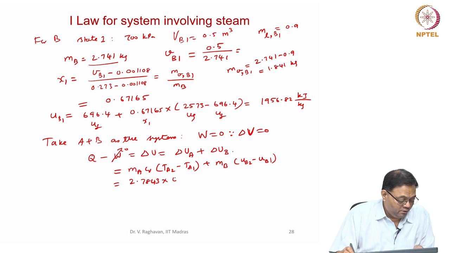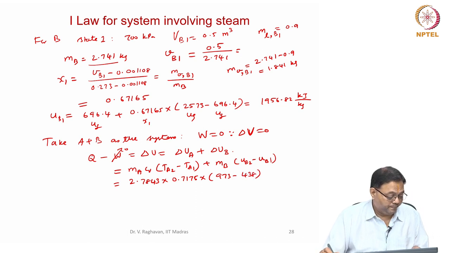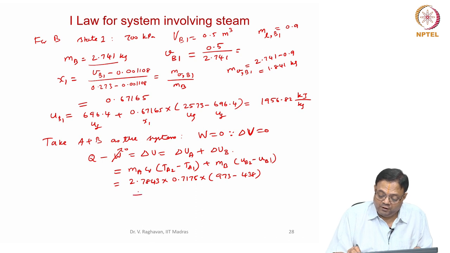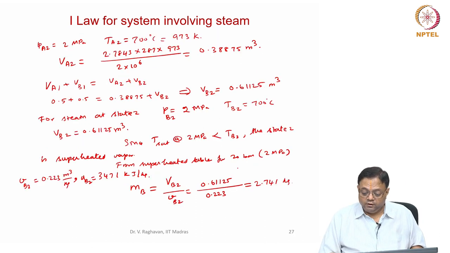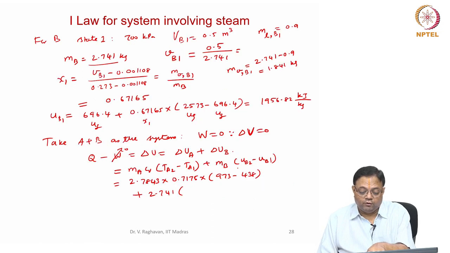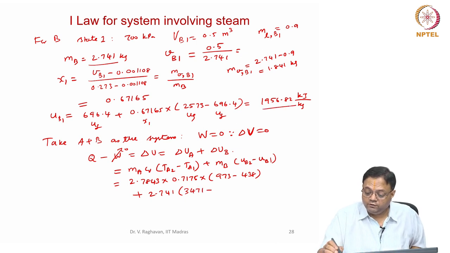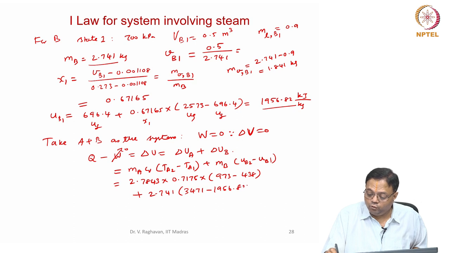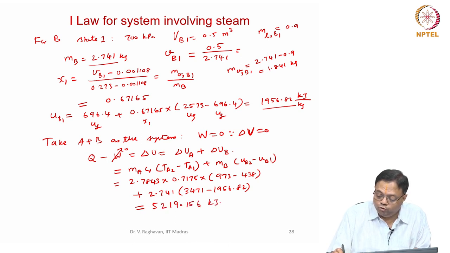Now what is this? 2.7843 into C V, which is 0.7175, into T A2 which is 973 minus 165 degrees centigrade, plus M B, which is now calculated as 2.741, into U B2 minus U B1. In the previous slide, U B2 is 3471, minus U B1 which you have now calculated as 1956.82. This will give you the total Q as 5219.156 kilojoules. So this is the problem.